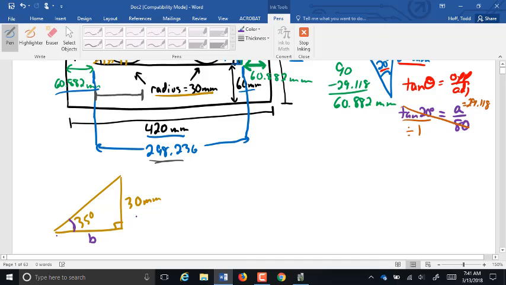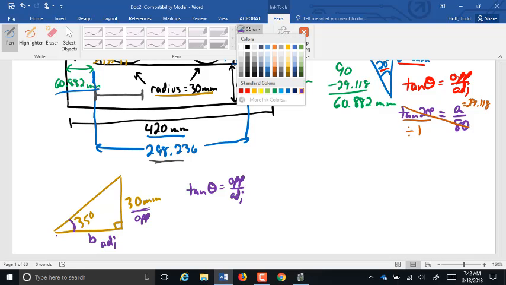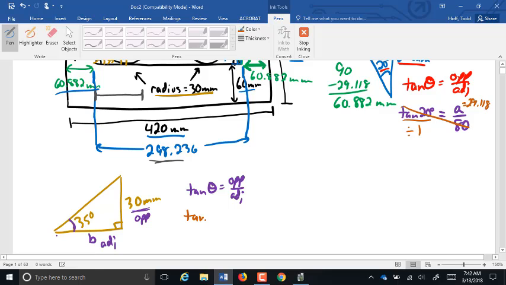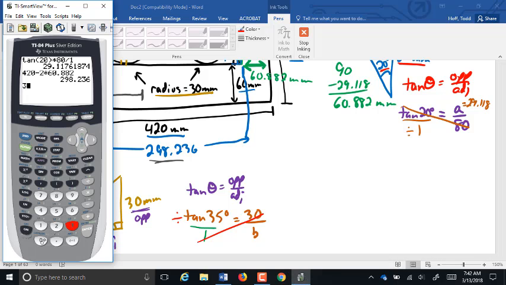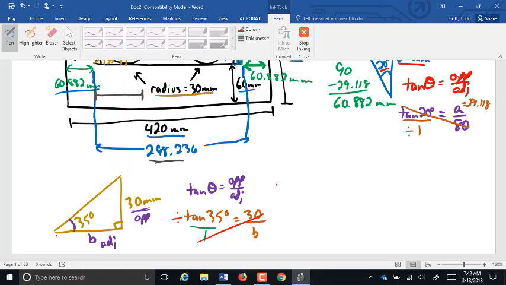If I have the angle 35 degrees, 30 is which side? Opposite. B is adjacent. Opposite and adjacent is once again a tangent. Plug in what I know. The angle is 35 degrees. Opposite side is 30 millimeters. Adjacent side is B. That's what I'm looking for. Put that over 1 so I can cross multiply and divide. 1 times 30 divided by the tangent of 35 is 42.844.